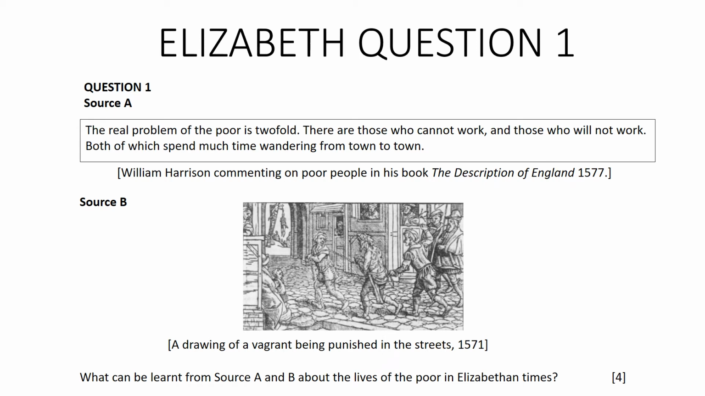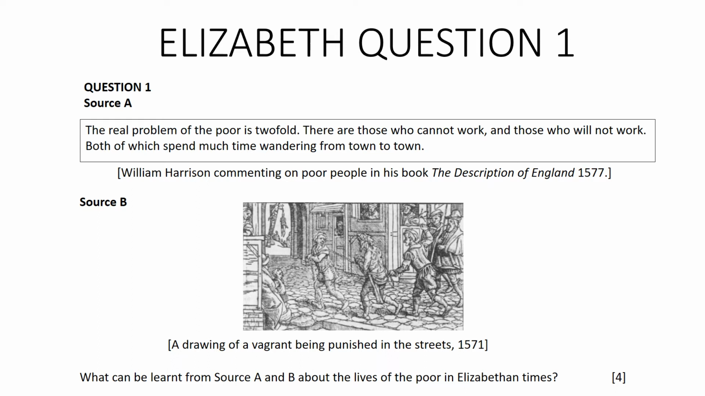So here's our question 1 that we'll do together. We have source A, the real problem of the poor is twofold. There are those who cannot work and those who will not work, both of which spend time wandering from town to town. And this is William Harrison writing in a book about poor people called The Description of England in 1577. In source B, we have a drawing of a vagrant being punished in the streets in 1571.